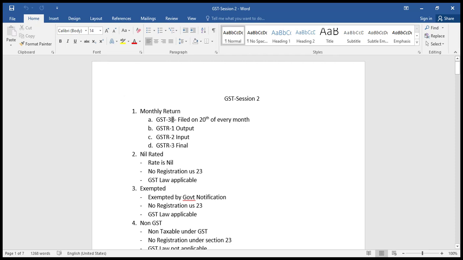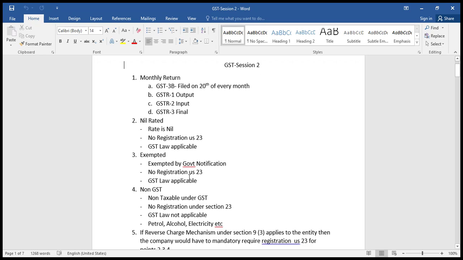This is the summary report which contains input as well as output. GSTR 1, output; GSTR 2, input; GSTR 3, final. What is nil rated supply? Nil rated supply is a supply whereas rate is nil. No registration under Section 23 is required. GST law is applicable on such goods.